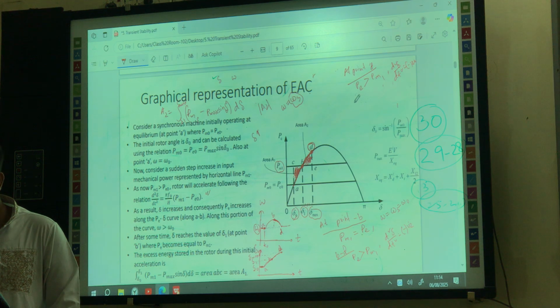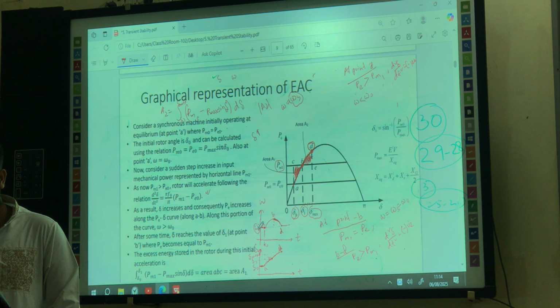Negative means the rotor will decelerate. Decelerate means this omega, the rotor speed, will be less than omega naught, that is the synchronous speed, right? So after point T, what will be the scenario? This omega will go further below, like this. That is this case. If this is the case, can you say in this region what will happen to delta? Will delta increase or decrease? Delta will decrease.